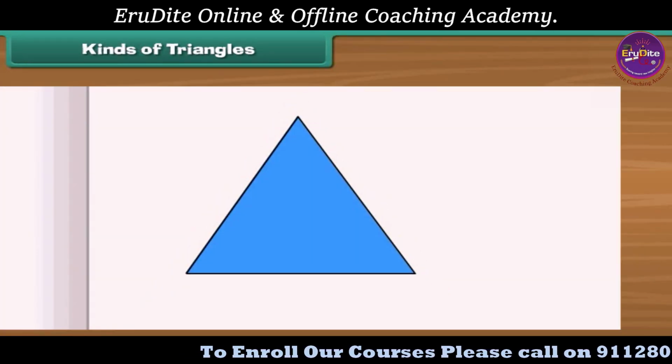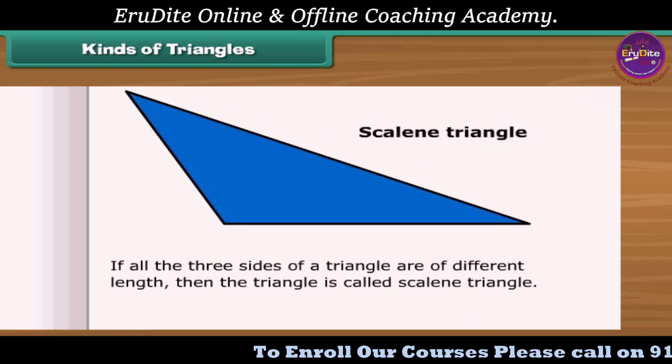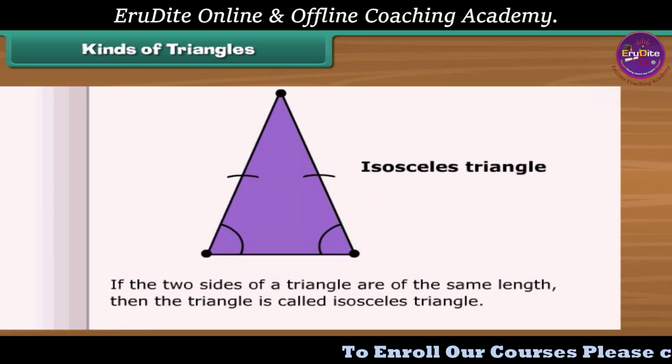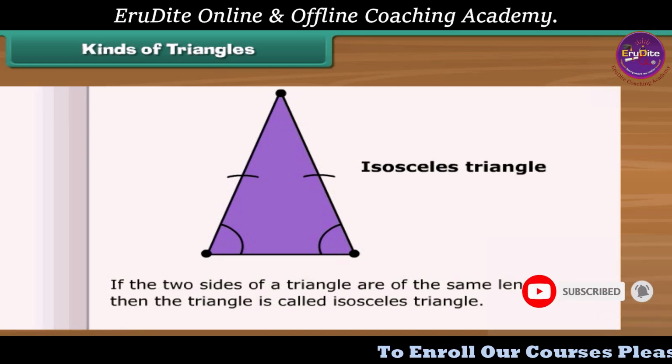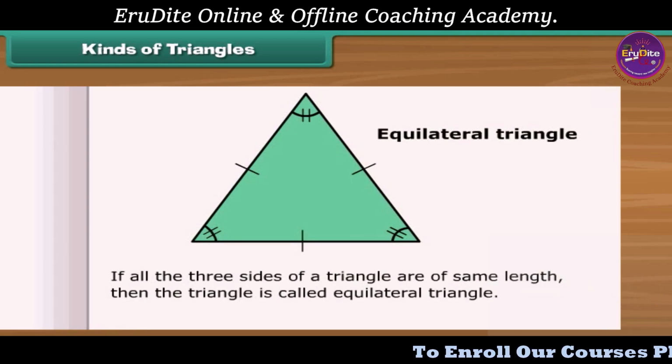The triangles can be classified into three types depending upon the number of equal sides that they contain. If all the three sides of a triangle are of different length, then the triangle is called scalene triangle. If two sides of a triangle are of the same length, then the triangle is called isosceles triangle. If all the three sides of a triangle are of same length, then the triangle is called equilateral triangle.